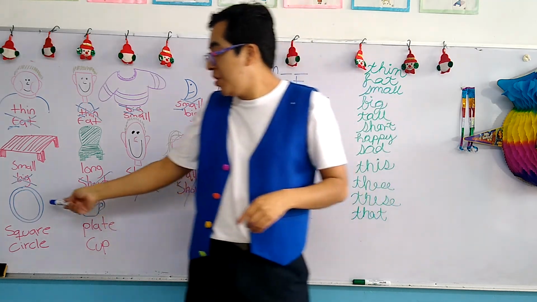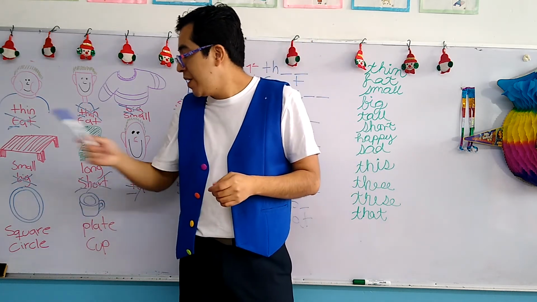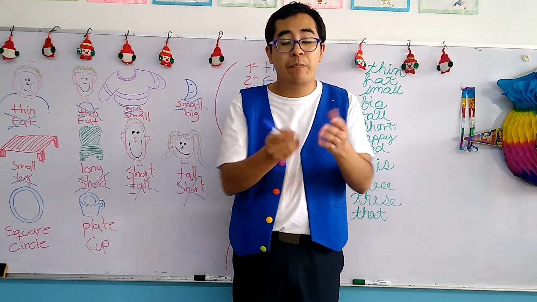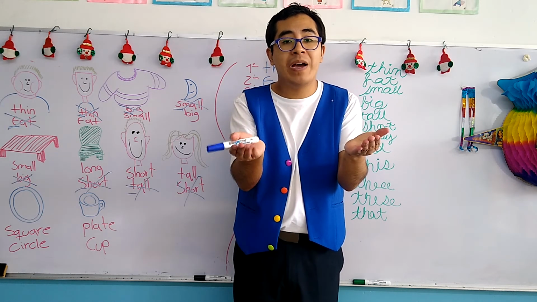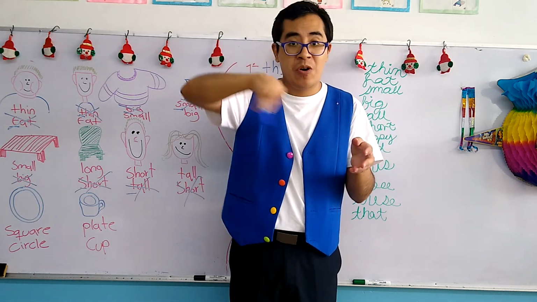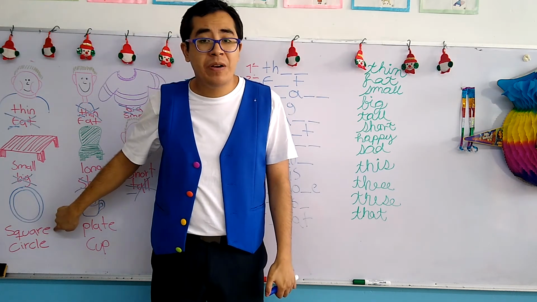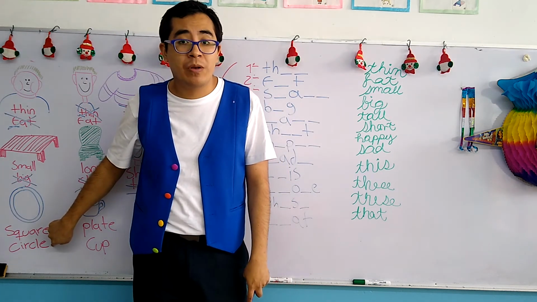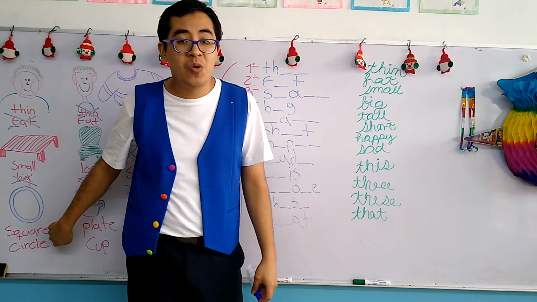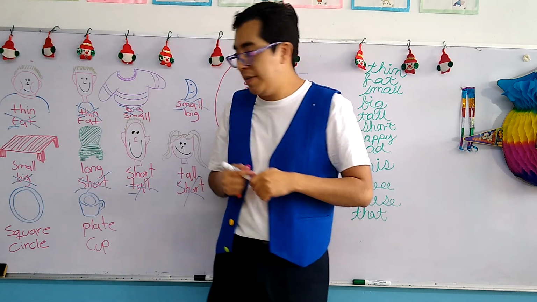Let's continue with these two final objects. The first one is, what is the shape and form of the plate? De un plato, ¿cuál es su forma? Is it a circle or a square? A circle, okay? So, number one, it says square. Number two, it says circle. So, which one of these two is the correct? Number two, circle. And the word circle begins with the letter C.